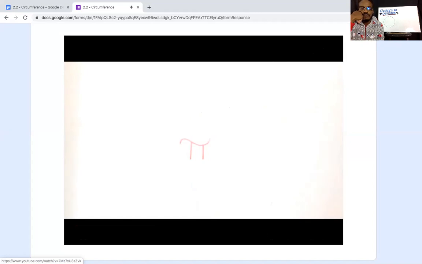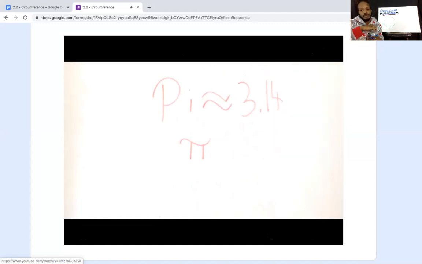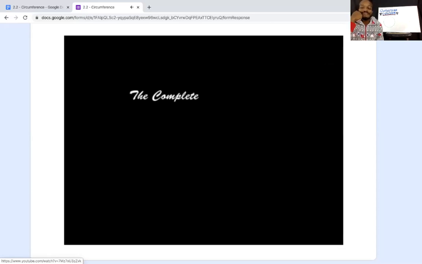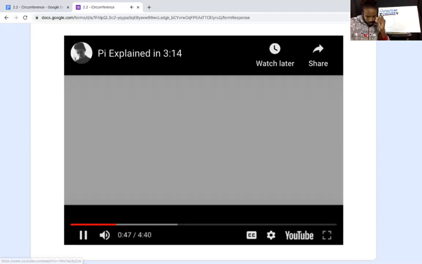Pi. What is pi? Well, pretty much all of us know that pi is approximately 3.14, but that doesn't really tell us much about pi. What is pi? How did it get its name? Who discovered it? And how did they approximate it? Well, that's a lot to explain. So I've challenged myself to cover all of these bases in 3 minutes and 14 seconds. So without further ado, I present to you the complete history and complete explanation of pi in 3 minutes and 14 seconds. Somewhat. Here we go.